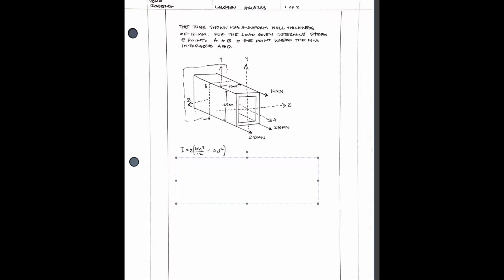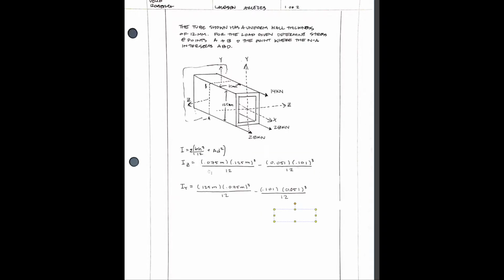So this is here, right? For IZ and IY. I'm switching everything back to meters because that's going to be helpful for us in the future. Pause this and then solve and then find your answer and then come back to this video real quick.